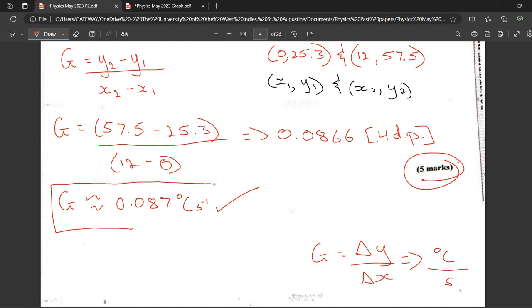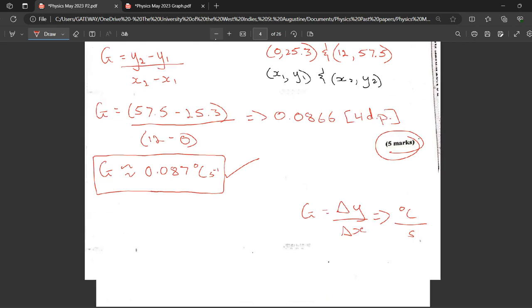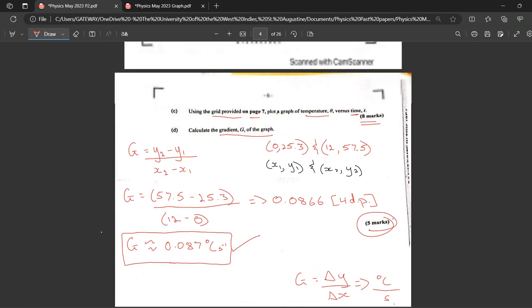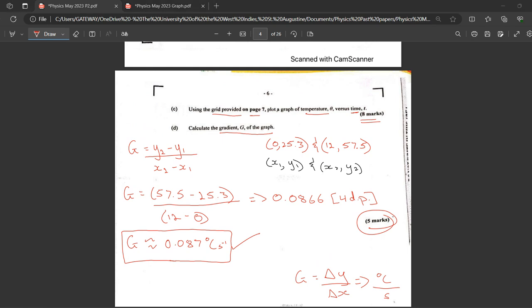They should guarantee you the 5 marks there. Right? So that is basically it there for the gradient. Understand this?